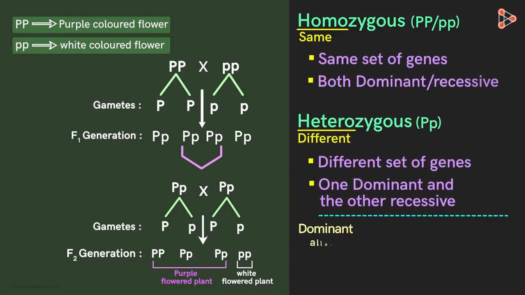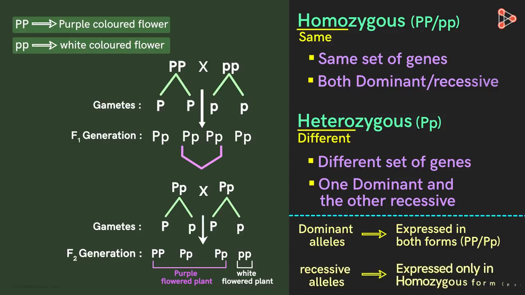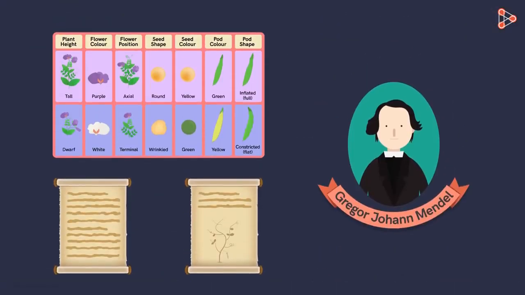So, the dominant alleles are expressed in both homozygous and heterozygous forms, while recessive alleles can be expressed only when present in the homozygous form. This was just an introduction to Mendel's experiments. Let's have a look at one more example and a few more terms in genetics in the next part.